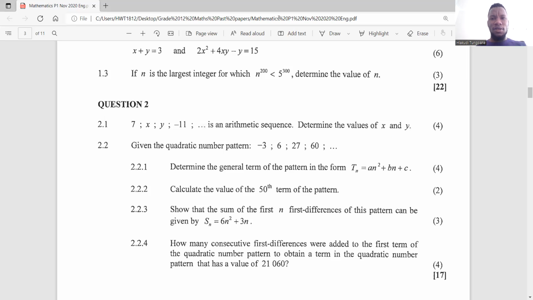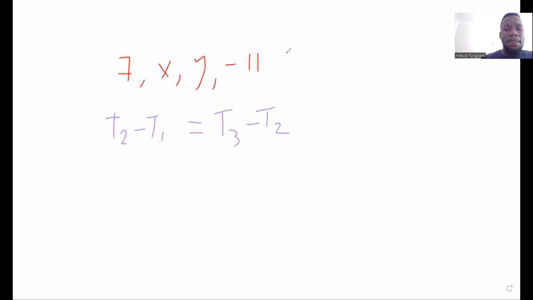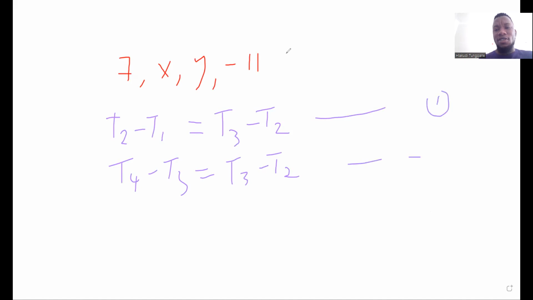We were given 7, x, y, minus 11, right? So we know for an arithmetic sequence that if I take t2 minus t1, that should give me the same answer as taking t3 minus t2. And similarly, t4 minus t3 should give me the same answer as t3 minus t2. Then you can let this be, let's say, equation 1 and this equation 2, right?